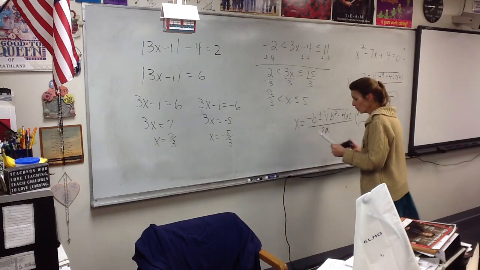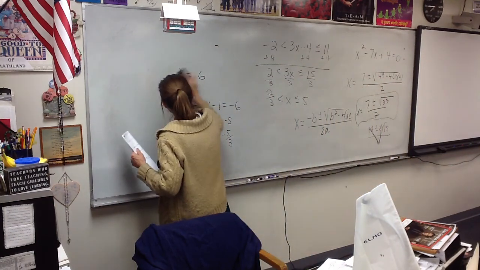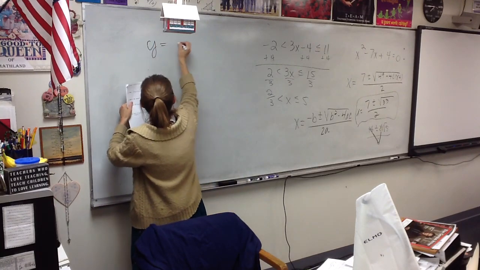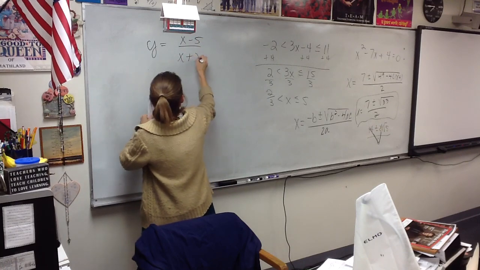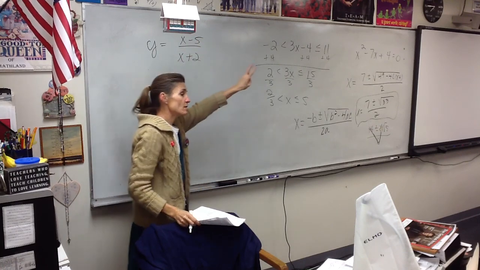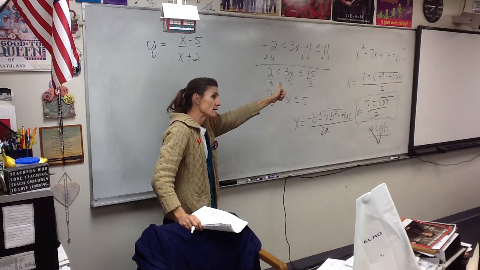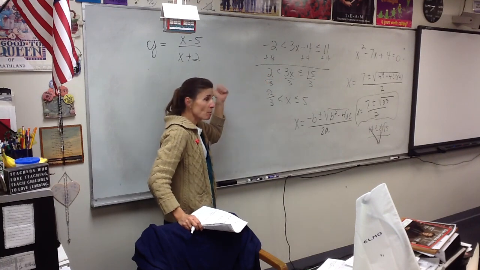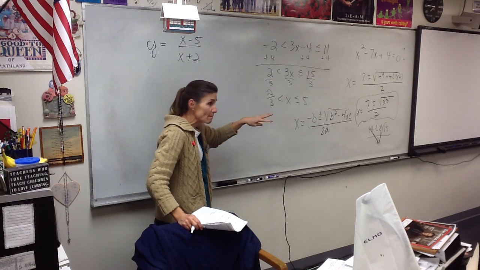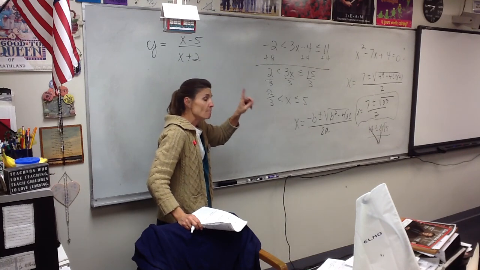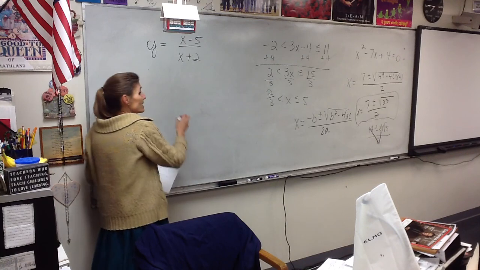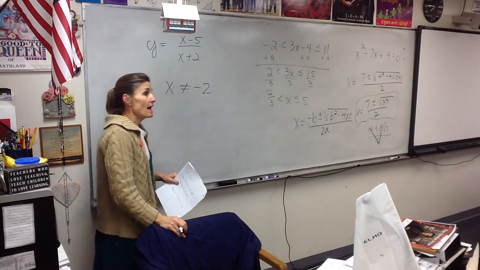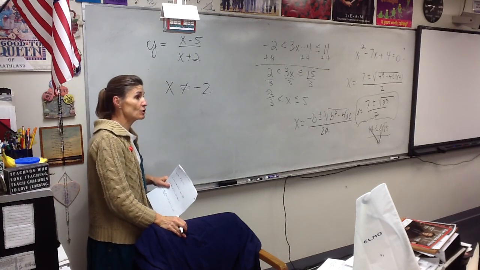Okay, number 8. What is the domain? The denominator cannot equal 0. Remember, when you're talking domain, there's two things you got to be worried about. Your denominator can't equal 0, and you can't have a negative underneath the radical. This problem doesn't even have a radical, so I'm not going to worry about that. I am worried about the denominator. So my domain is x cannot be negative 2. Is that it? That's it. X can be everything except negative 2.